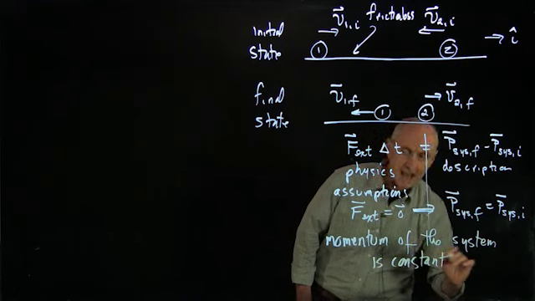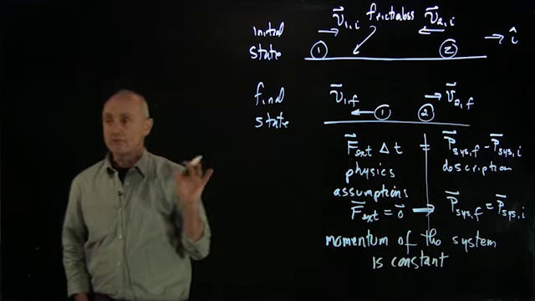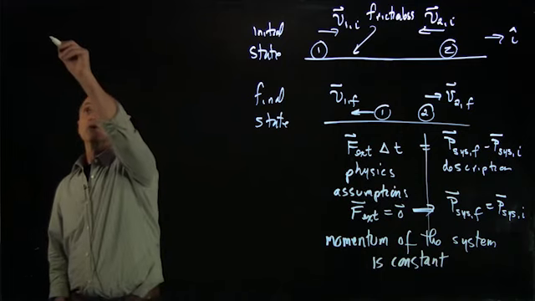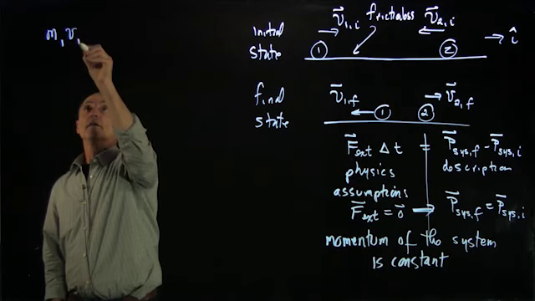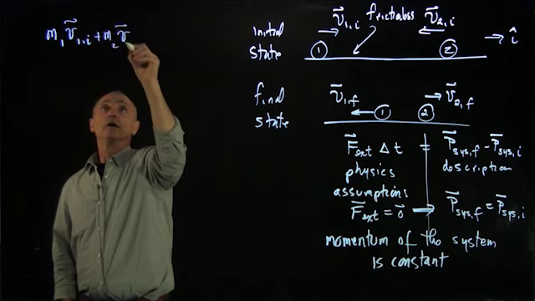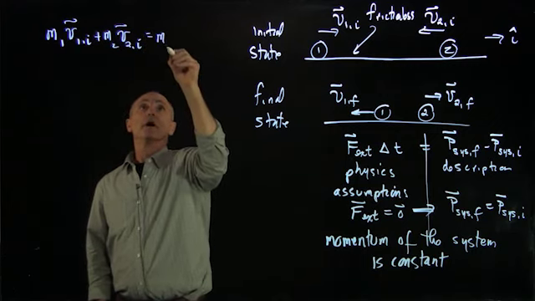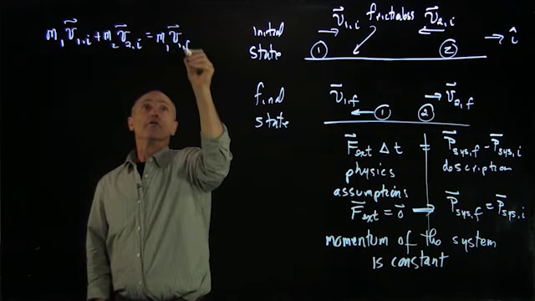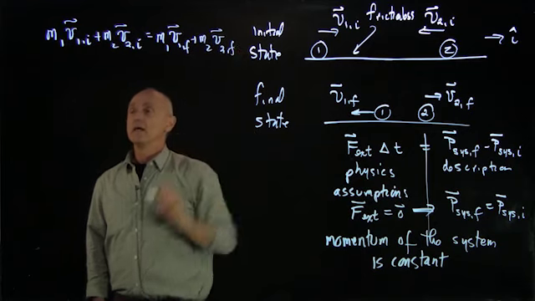Now, how do we actually write that down? Well, let's first write it as vector expressions. So we have the initial momentum of the system, m1 v1 initial plus m2 v2 initial, is equal to the final momentum of the system, m1 v1 final plus m2 v2 final.